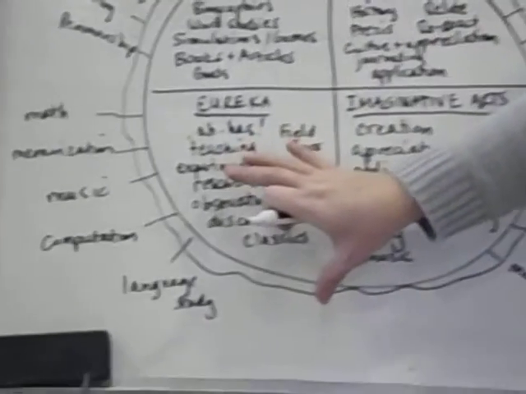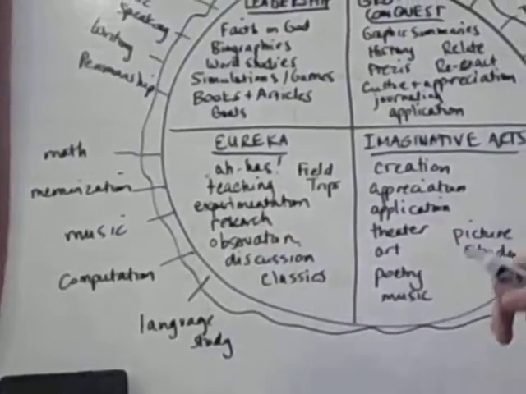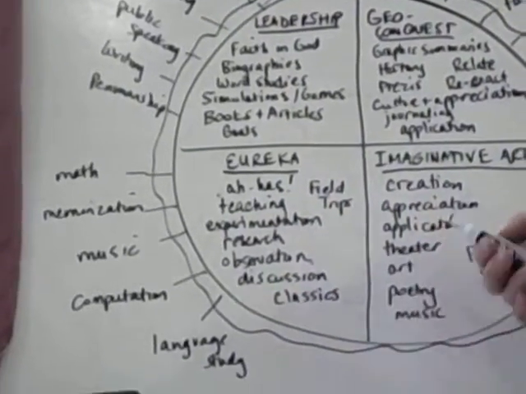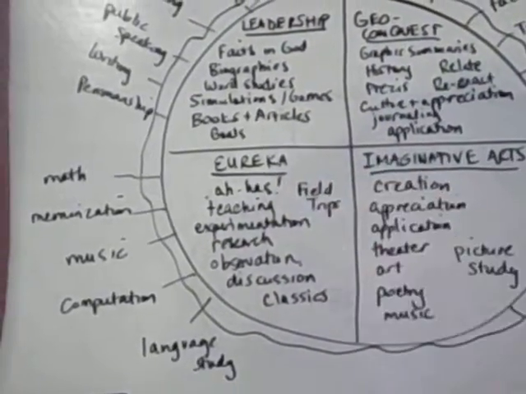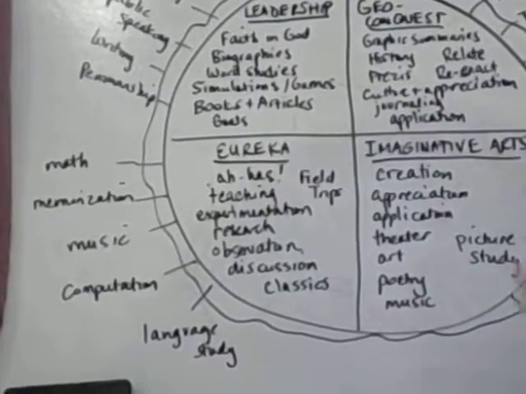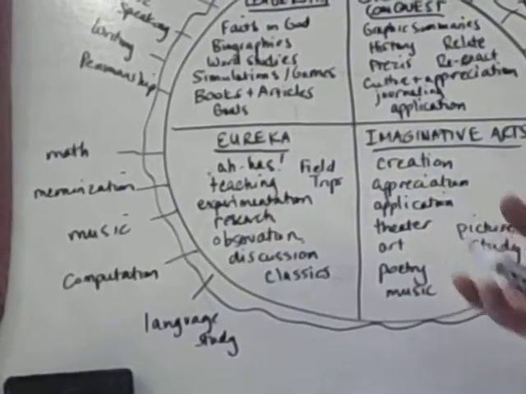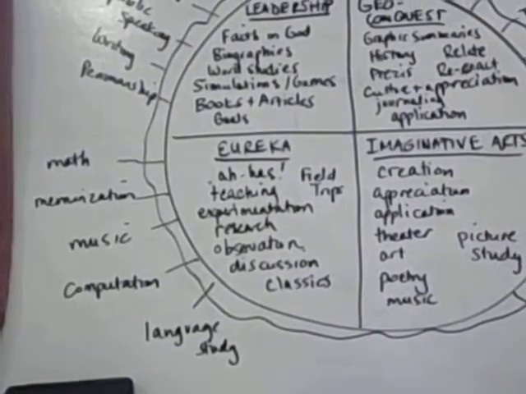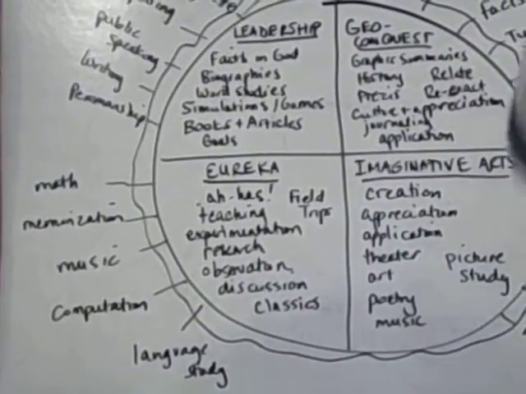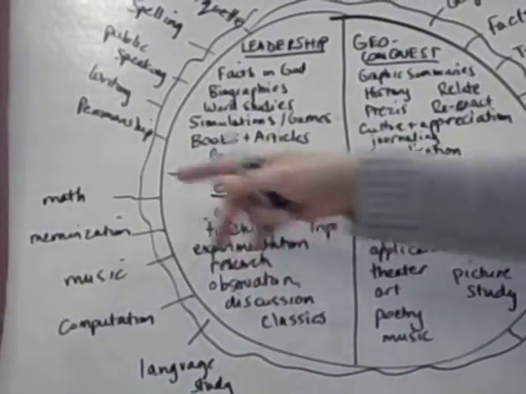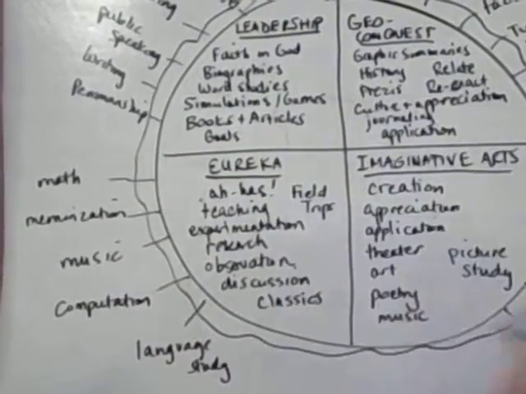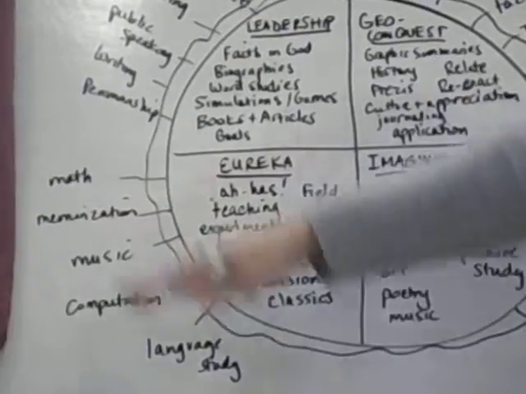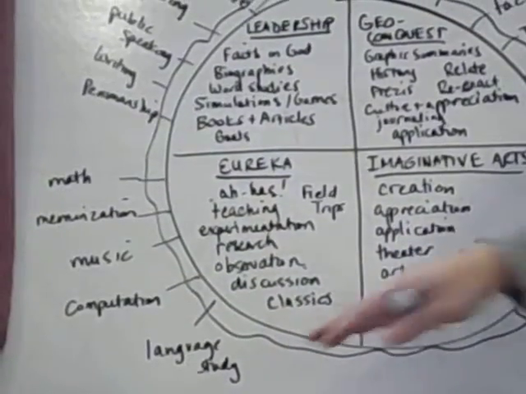Let's look at Eureka. And I'll have a picture of this on the website so you can look at these more specifically. But I want to kind of walk you through what it means. Eureka, we have ahas, we have teaching that we can do, sharing with each other, experimentation, research, observation, discussion, classics, field trips. These are all great ways to help to strengthen the core of the youth using the Eureka lens. Math memorization, music, computation, language study, those are all fun crust skills that you can learn through that lens.